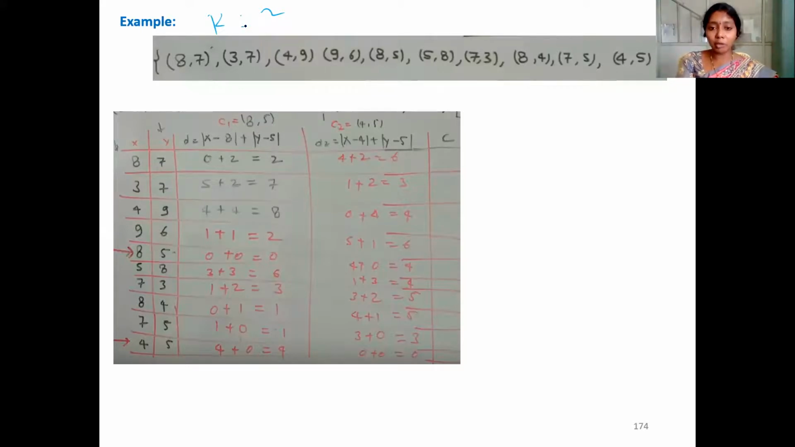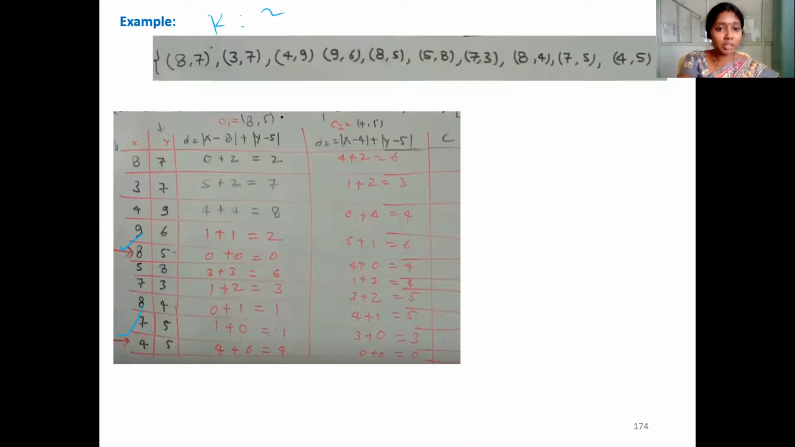So here, since in this example k is equal to 2, we have selected two medoids. For the time constraint, I'm not going to explain the calculations and all. I'm just directly giving the result here. So here 8, 5 and 4, 5 are the two medoids we have selected. Based on that, we need to calculate the distance between each object and the medoids.